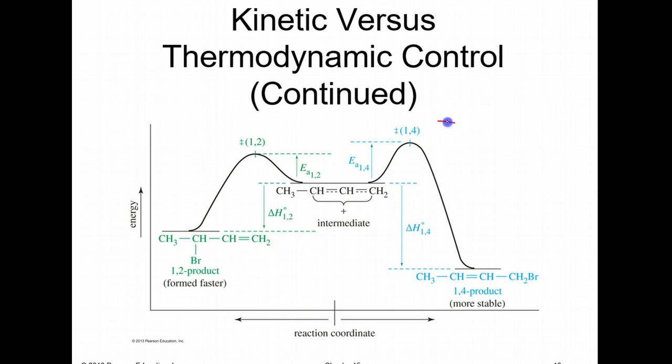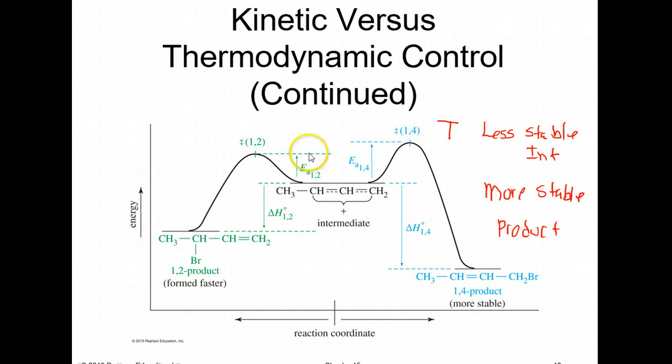So thermo-controlled, okay, less stable intermediate, more stable product. The kinetic control is the exact opposite. All right, the kinetic control is more stable intermediate, less stable product. It doesn't care about your product. It just cares about the intermediate. Where the thermodynamic cares about your product, it doesn't care about the intermediate.